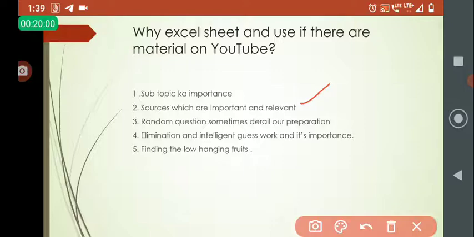Some toppers or gurus said that UPSC is not about answering the question, UPSC is about eliminating the wrong answers. Then, random questions sometimes derail our preparation. This is a very good term. After every UPSC exam, there is a frenzy and everyone goes here and there.